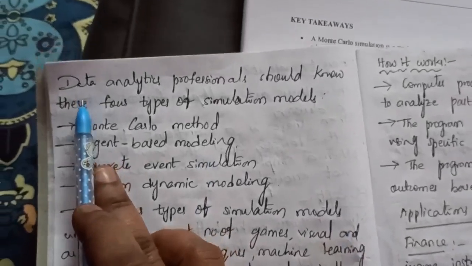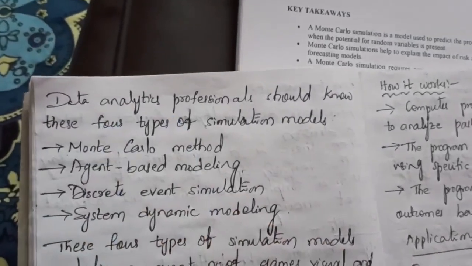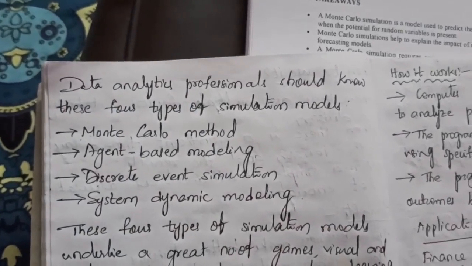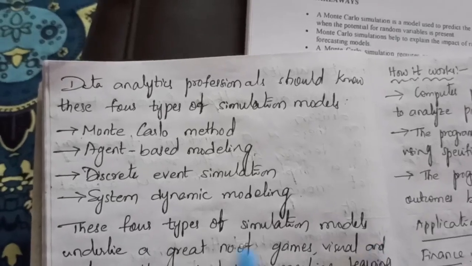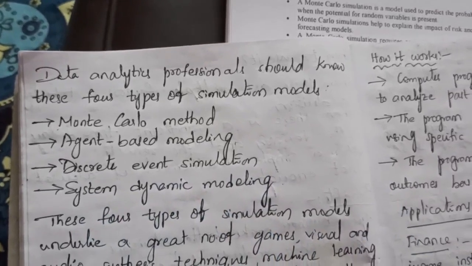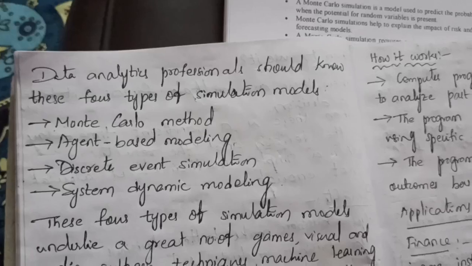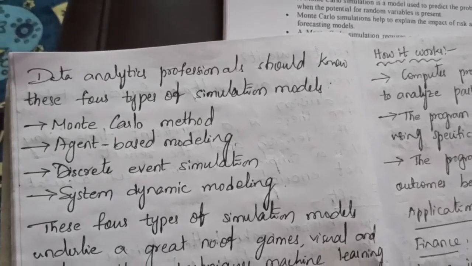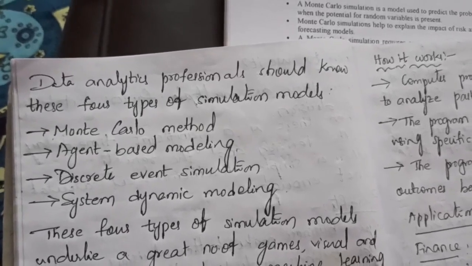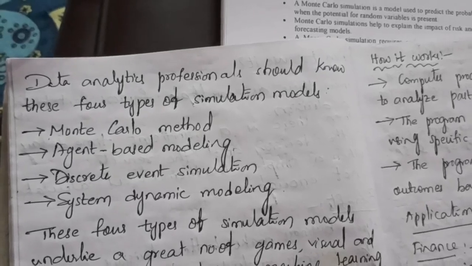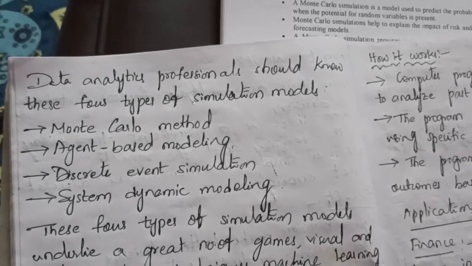Listen here students, data analytics professionals should know these 4 types of simulation models. Those are Monte Carlo method, agent based modeling, discrete event simulation and system dynamic modeling. These are the 4 types of modeling techniques generally we have. Coming to our syllabus, we have 2 kinds of simulation techniques: Monte Carlo method and what if analysis. These 2 kinds of simulation techniques we have to understand in our 5th unit.